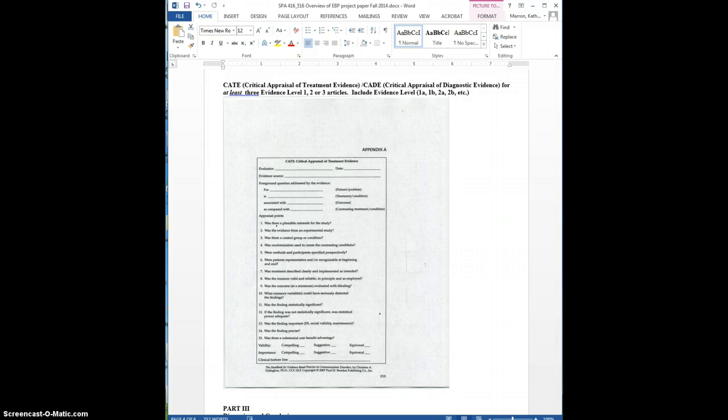Part 2 of the paper also includes a form called the Critical Appraisal of Treatment Evidence, or it could be called the Critical Appraisal of Diagnostic Evidence, depending on your topic of study. I'd like you to complete at least 3 of these CATE forms for your articles. Even if you have 5 or 6 different references, you're only required to do 3.